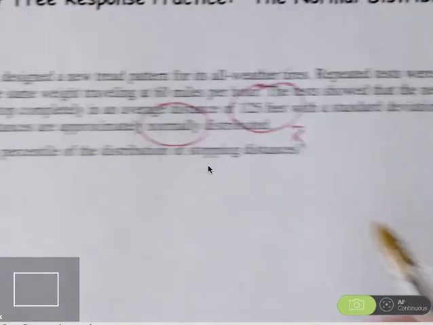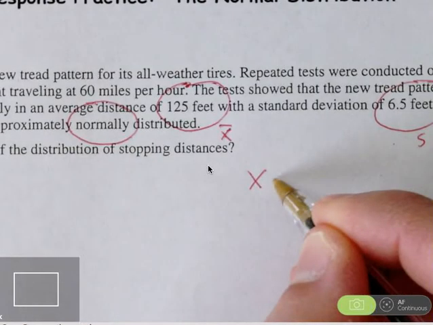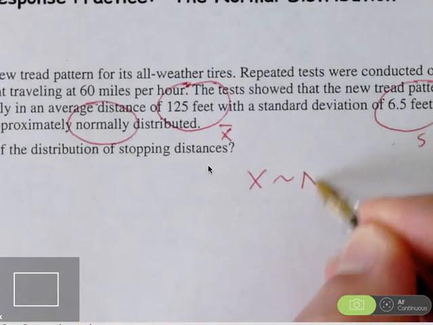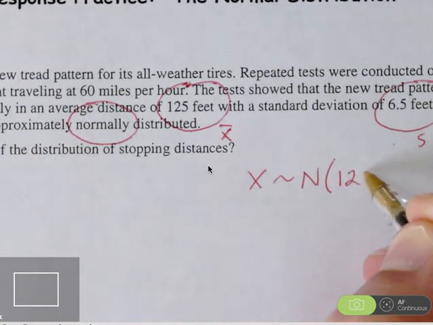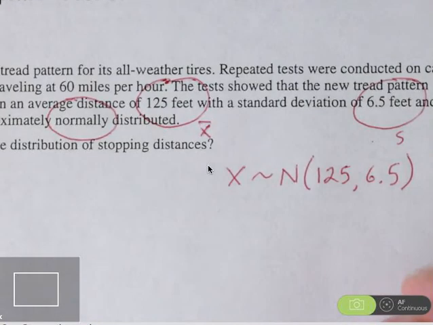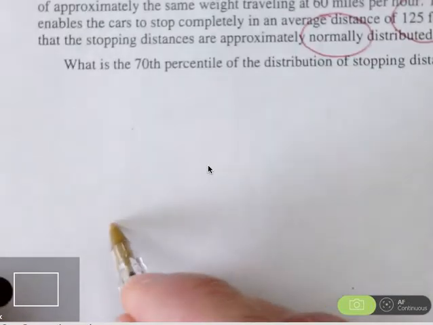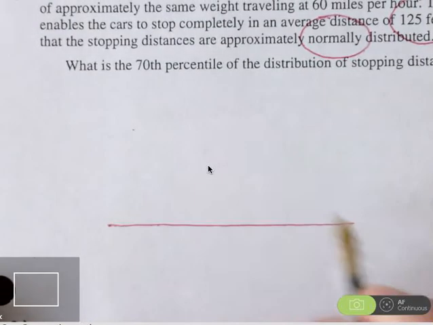So we can think of stopping distances, if they are called x, as distributed normally with a mean of 125 and a standard deviation of 6.5, all in feet. So our job is to find the 70th percentile of the stopping distances. It would be a good idea to draw a picture to remind ourselves what we mean by the 70th percentile. I'll start with a picture of the normal distribution.